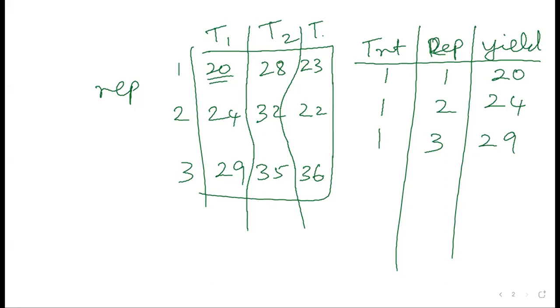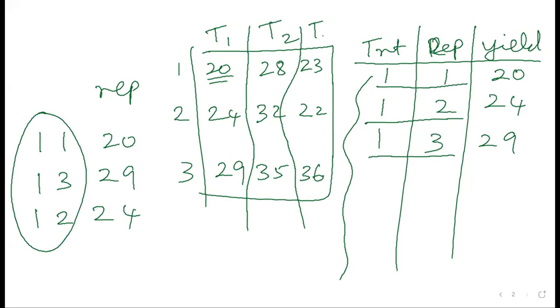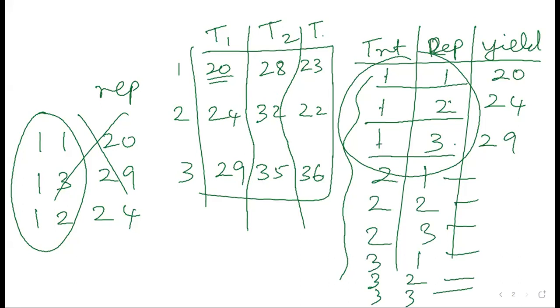Can you code all these first as a practice? Complete this table, but this table has to be coded in a sequence. I started with 1, 1, then 1, 2, 1, 3. You shouldn't do it like this: 1, 1, 20, then 1, 3 is 29, then 1, 2 is 24. Do you see there's a sequence here? Do you follow a sequence? No, sir. If you don't follow a sequence, SAS will not accept. But you see here there's a sequence. 1, 1, 1, 2, 1, 3. Next one is 2, 1, 2, 2, 2, 3. Next one is 3, 1, 3, 2, and 3, 3. You can complete all of them.